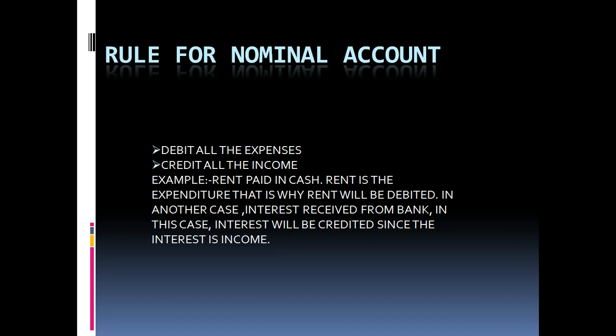Rule for nominal account. Nominal account is considered as expenses and income. Means, all of you know, debit all the expenses. Even a common man can understand this without knowing accounts. Credit all the income. Example, rent paid in cash. Suppose in our company we paid the rent in the mode of cash. It is considered as an expense. Rent is the expenditure, that is why the rent will be debited.